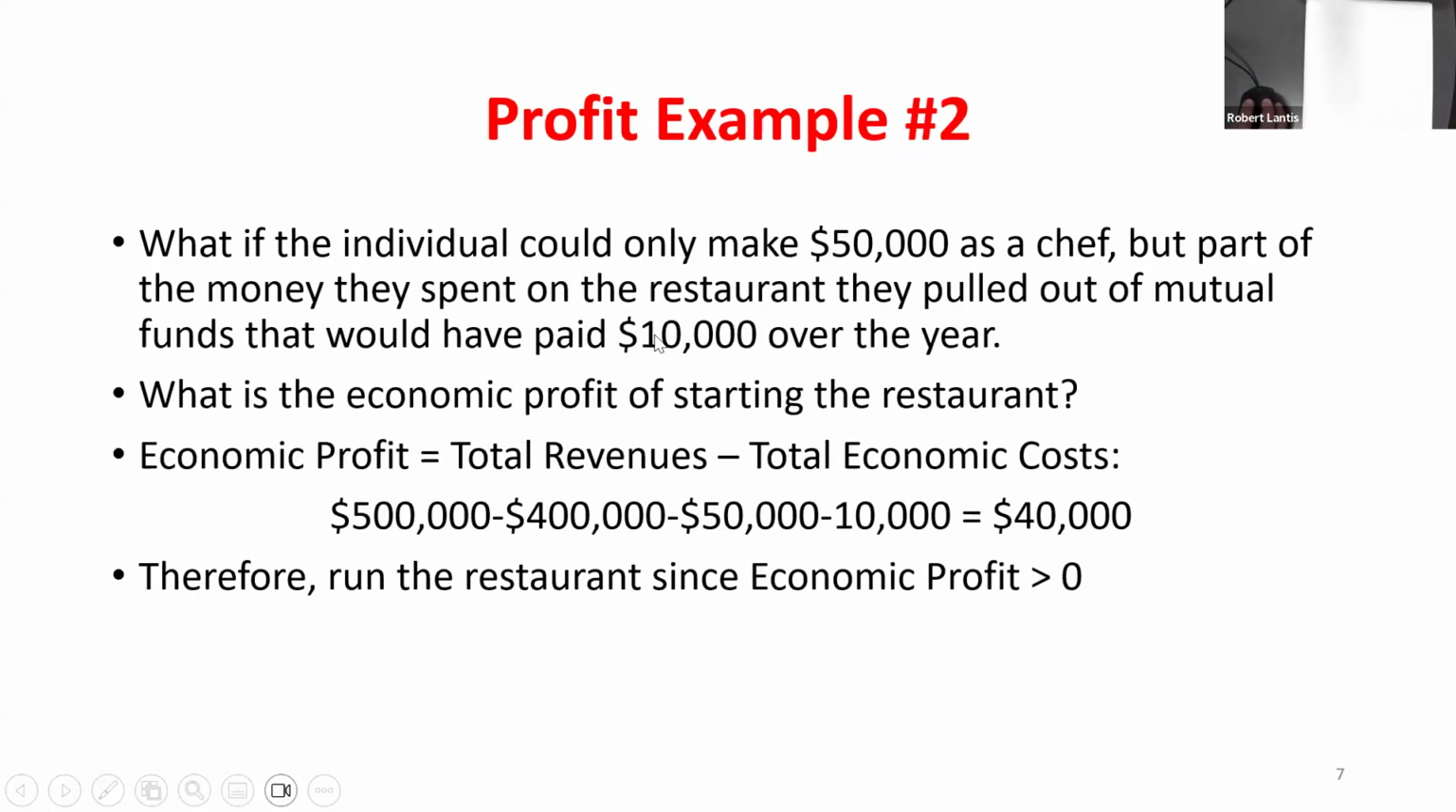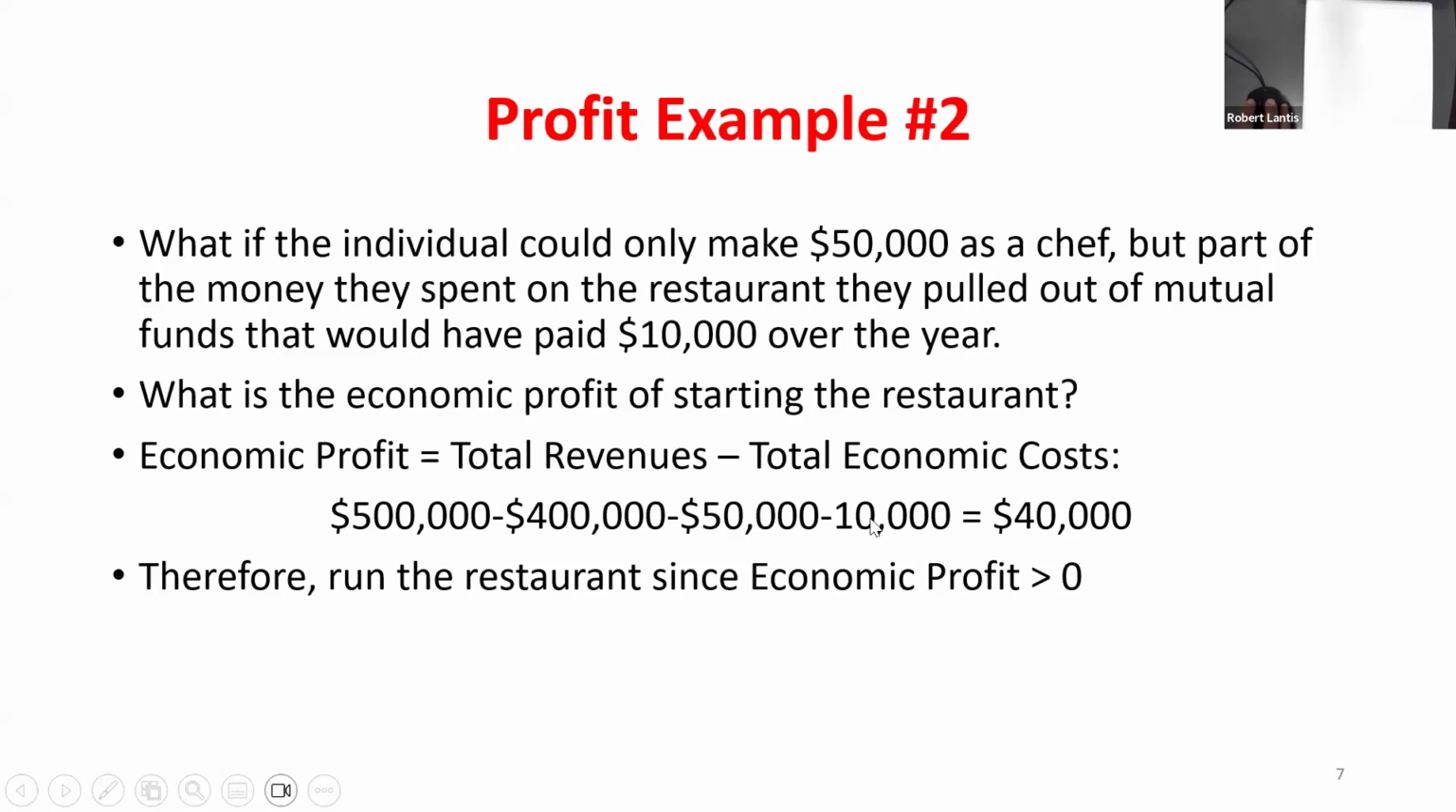Now, let's say I was only making $50,000 somewhere else, right? So now I'm only foregoing $50,000. But let's also say all that money I was putting towards food, things like that, if I had invested it, maybe I could get a return on investment of $10,000. Okay? So there, I would factor in what my implicit costs are. It's now the wages I'm foregoing, only $50,000, but I'm also foregoing the amount of interest the mutual funds would pay out if I had invested that $400,000 somewhere else.